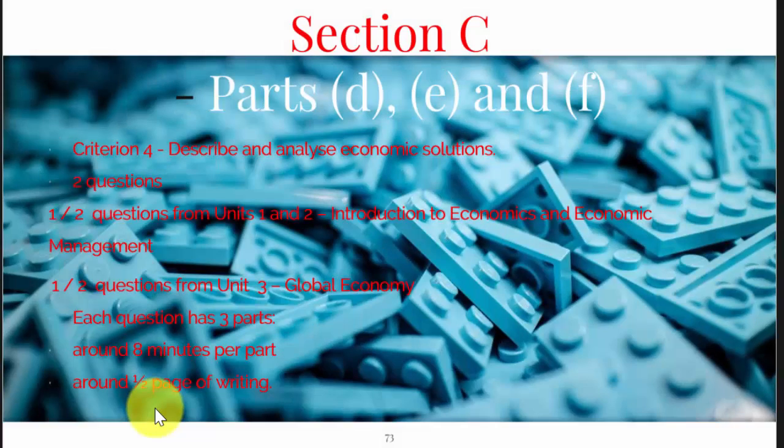Now, in relation to section C, parts D, E and F, we're looking at criterion 4. Again, you've got to do this twice in 2 questions. One question comes from the first 2 parts of the course, and the second question comes from the global economy. The requirements are exactly the same, about half a page of writing per part.